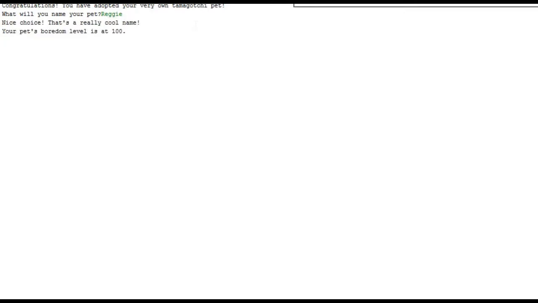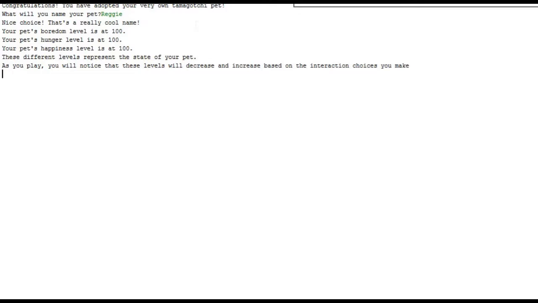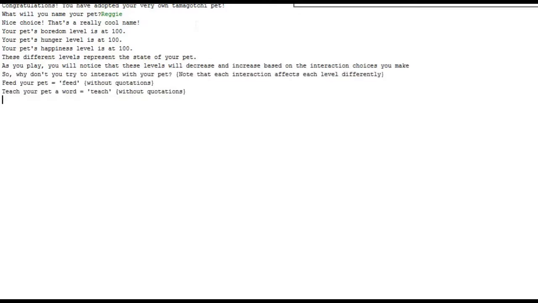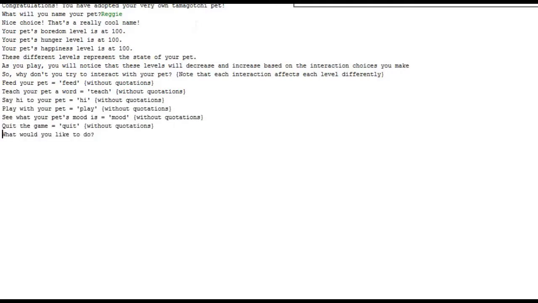Thank you. Then it will give you the different attribute levels that your pet has, and initially they all start at 100 but do decrease over time, as the program keeps running through the loop. So it says, "These different levels represent the state of your pet. As you play, you will notice that these levels will decrease and increase based on the interaction choices you make. So why don't you try to interact with your pet?"